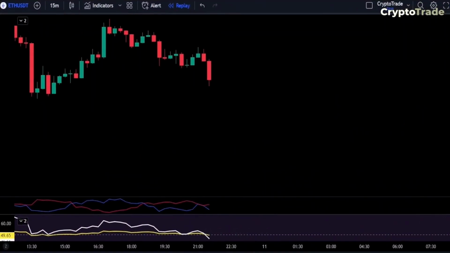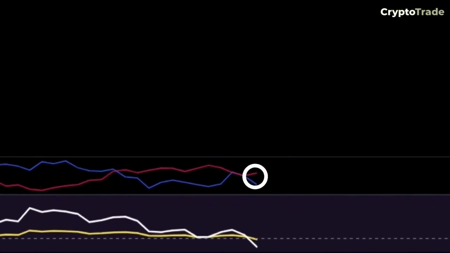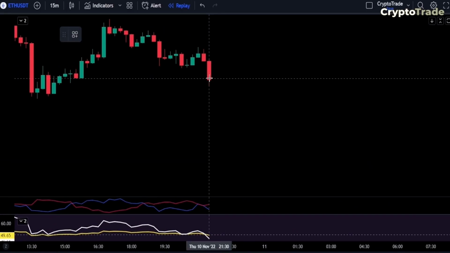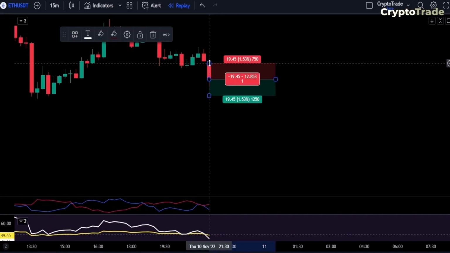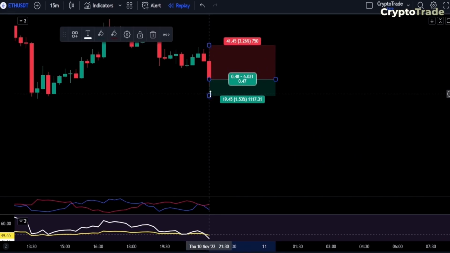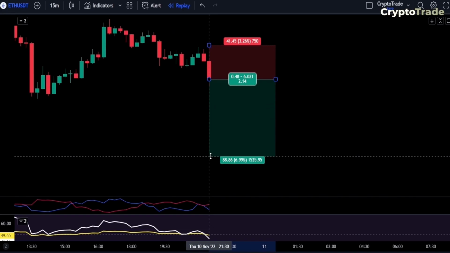I will now show some examples of buy and sell orders. Vortex red line crosses the blue line upwards. RSI white line is below the yellow line and below the middle line. As these conditions are met, place a sell order at the close of the candle. Place the stop loss above the nearest swing high. The risk to reward ratio will be set to 1 to 2.